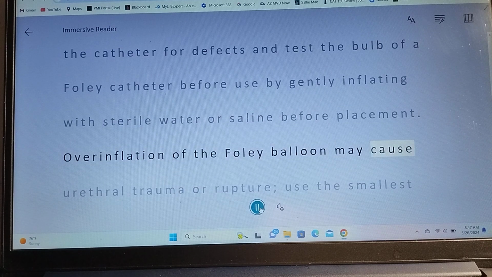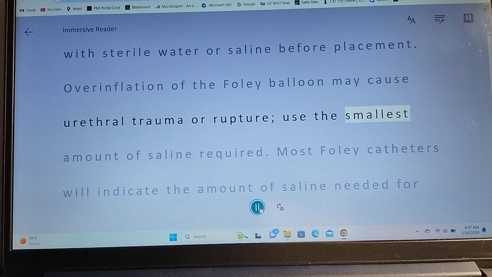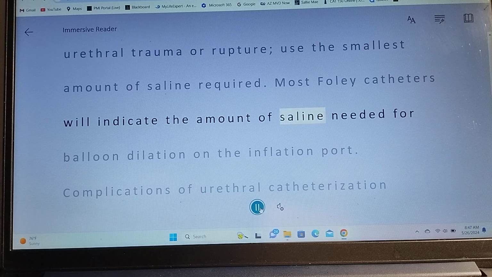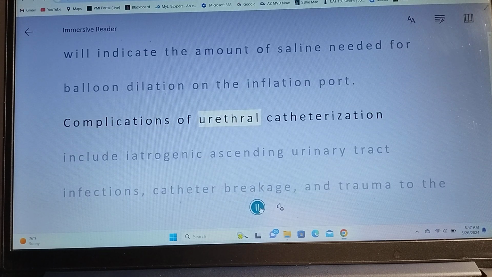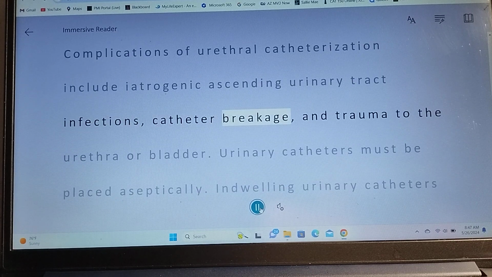Overinflation of the Foley balloon may cause urethral trauma or rupture. Use the smallest amount of saline required. Most Foley catheters will indicate the amount of saline needed for balloon dilation on the inflation port. Complications of urethral catheterization include iatrogenic ascending urinary tract infections, catheter breakage, and trauma to the urethra or bladder.